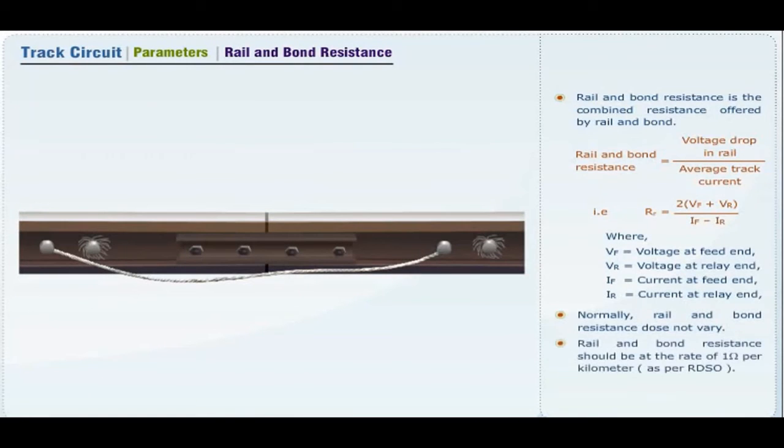Rail and bond resistance. Rail and bond resistance is the combined resistance offered by rail and bond. Rail and bond resistance is equal to voltage drop in rail by average track current. Normally, rail and bond resistance does not vary. Rail and bond resistance should be at the rate of 1 ohm per kilometer.